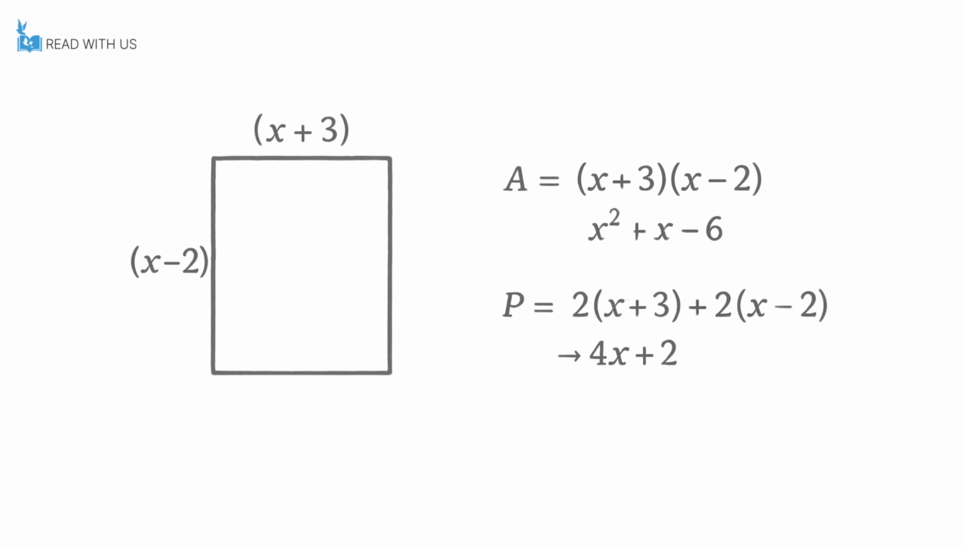If a rectangle has a length of x plus 3 and a width of x minus 2, then the area would be open bracket x plus 3 close bracket times open bracket x minus 2 close bracket. Expanding this gives x squared plus x minus 6, and the perimeter would be 2 times x plus 3 plus 2 times x minus 2. Simplify that to get 4x plus 2. This shows how algebra can describe the geometry of shapes even without specific measurements.